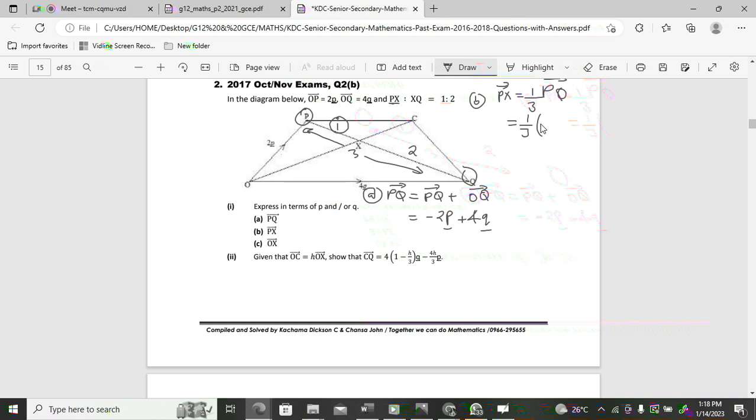What is PQ? PQ is negative 2P plus 4Q. And then we can multiply 1 over 3 times negative 2P. That will give us negative 2P over 3. And then 1 over 3 times 4Q. That will give us 4 over 3 Q. Like that. Yes, Chipo.